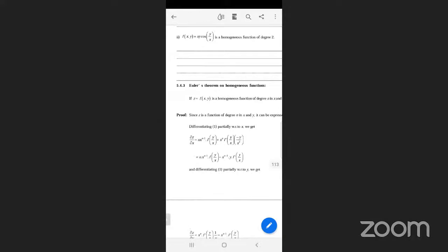Yes, theorem statement. Yes, don't make noise.